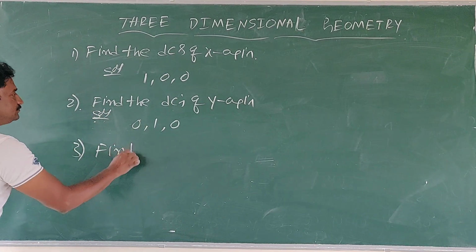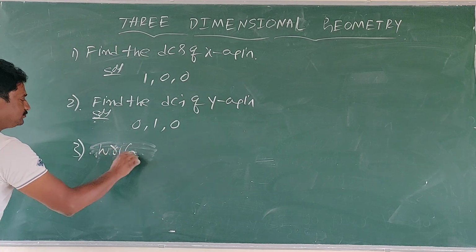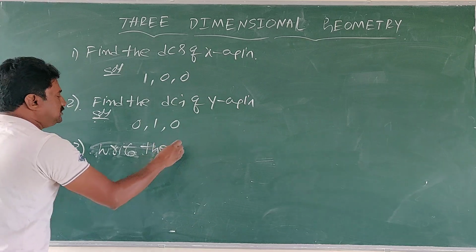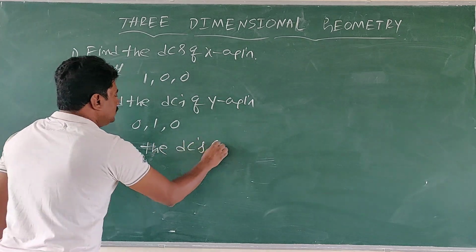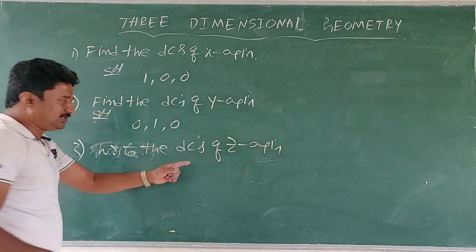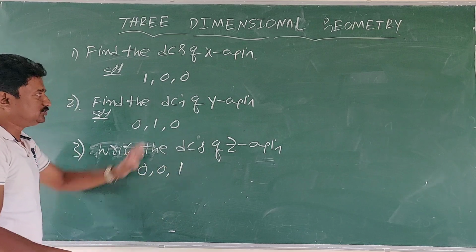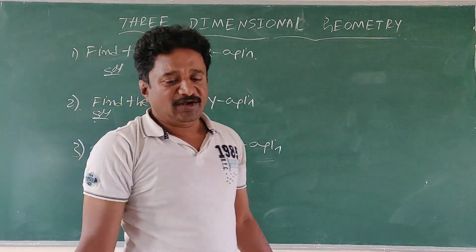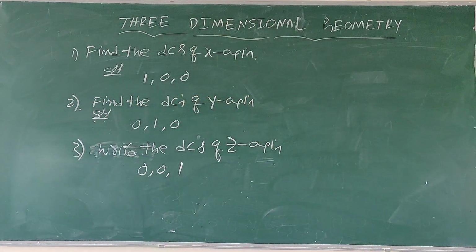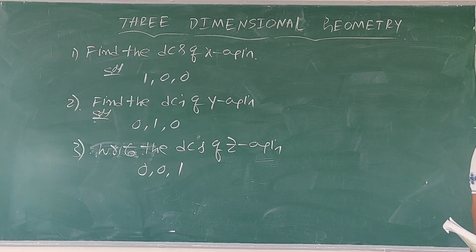So next, third question. Find or write the DCs of z-axis. So tell me DCs of z-axis, students. 0 0 1, correct? So these questions are enough. Now let us go for solving some more one mark questions. So I hope you are understanding, students.